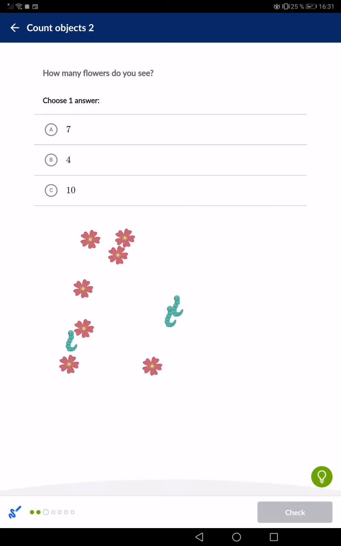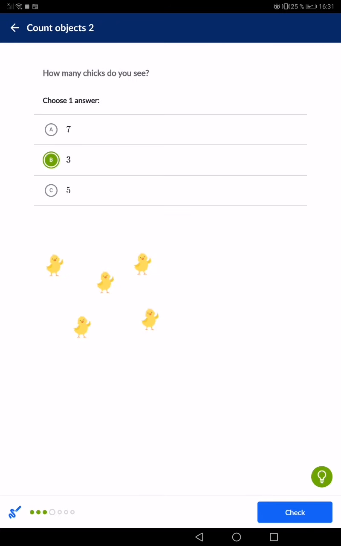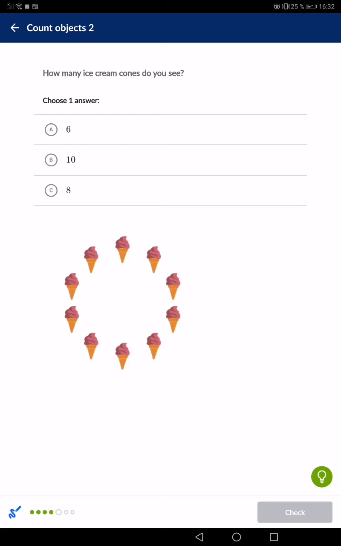How many flowers do you see? 1, 2, 3, 4, 5, 6, 7. How many chicks do you see? 1, 2, 3, 4, 5. 5 chicks. How many ice cream cones do you see? 1, 2, 3, 4, 5, 6, 7, 8, 9, 10. I would say 10, but let's go again. 1, 2, 3, 4, 5, 6, 7, 8, 9, 10.